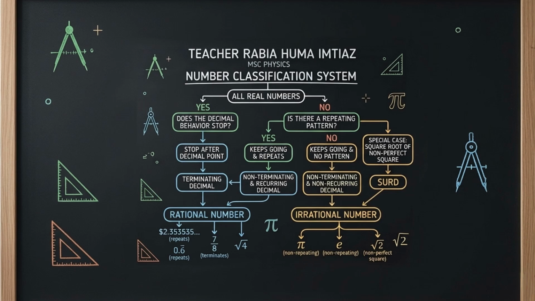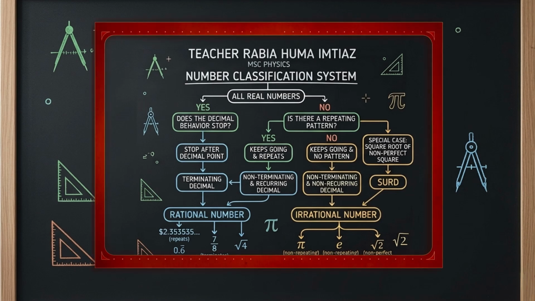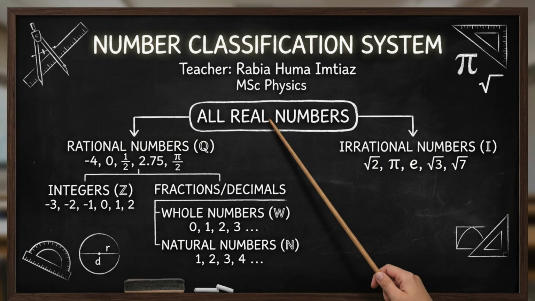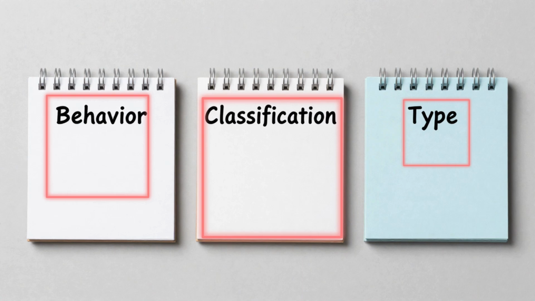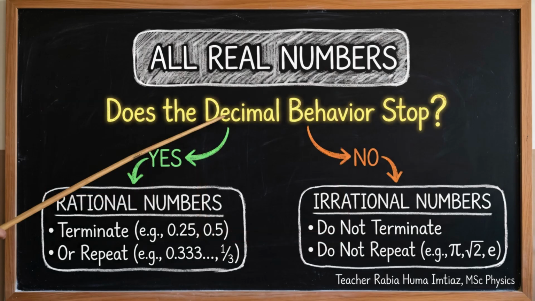Section 2. Branch 1. The first question, does it stop? Let's start from the top box. All real numbers. And follow the first path down to the left. Wake up, class. This next one is the easiest mark you will get in your test. Focus your eyes on the screen. Here, we encounter our first big question. Does the decimal behavior stop?